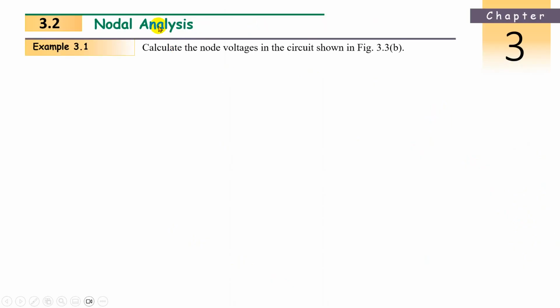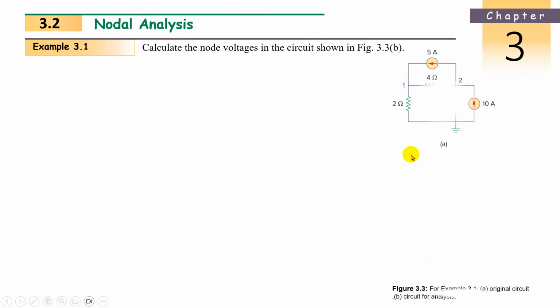One example is here. Calculate the node voltages and each branch current. Node voltages you can stop, or currents also you can find. Okay, this is the circuit. How many branches? Five, same as previous, five branches.